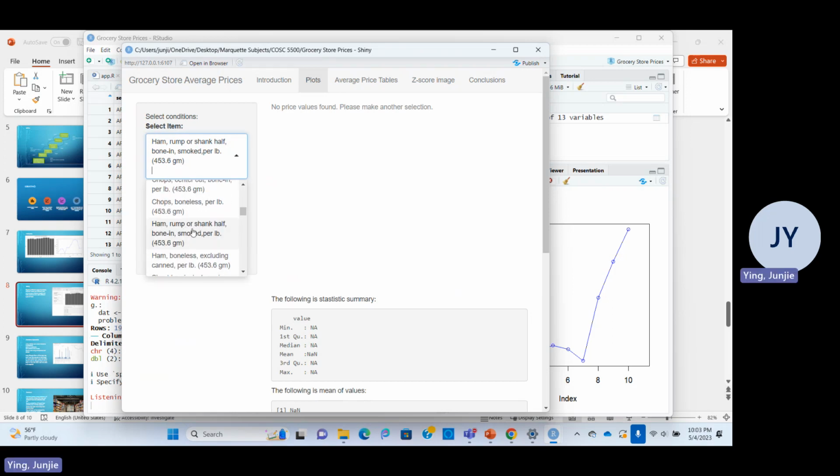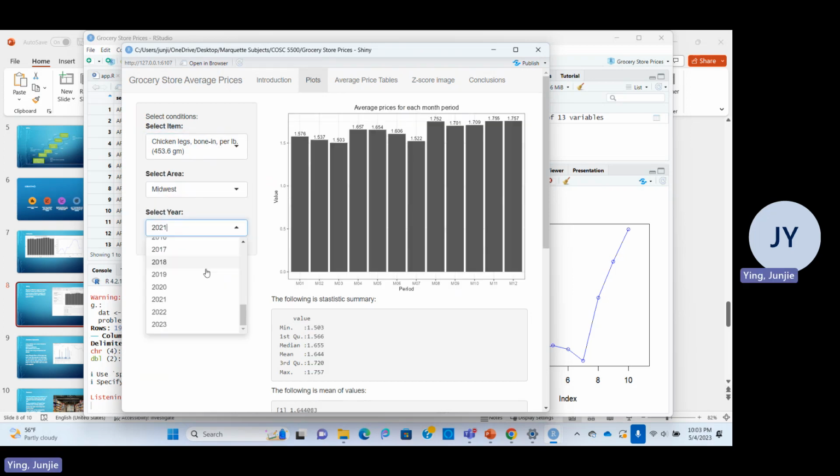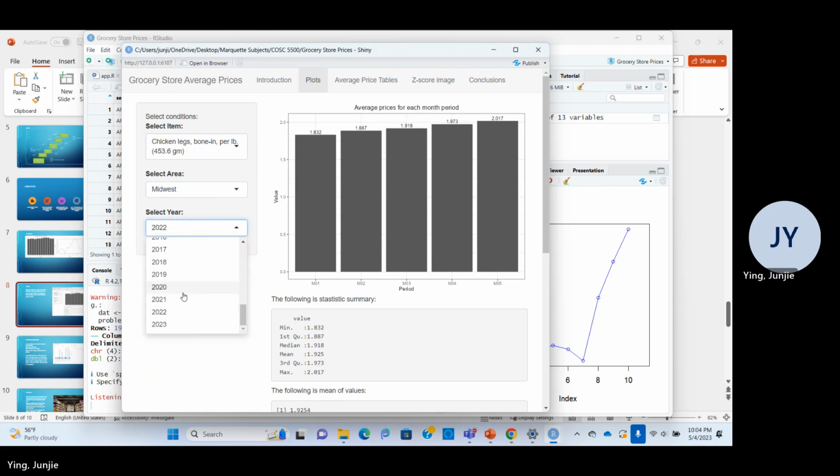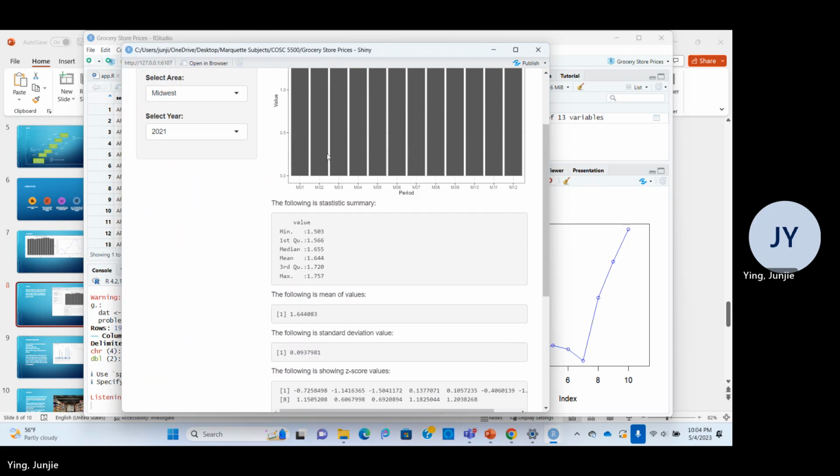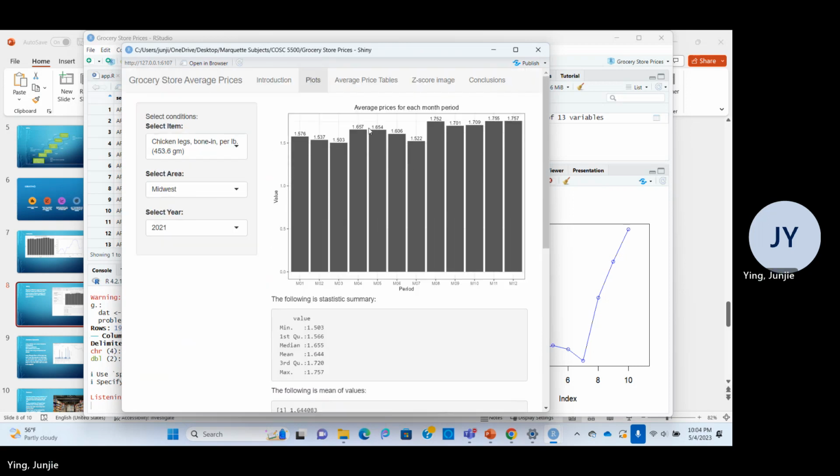This is the ham. This is chicken eggs. This is chicken eggs by date. And we are going to just calculate it as much as possible.